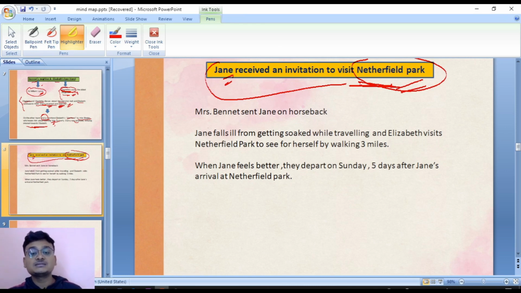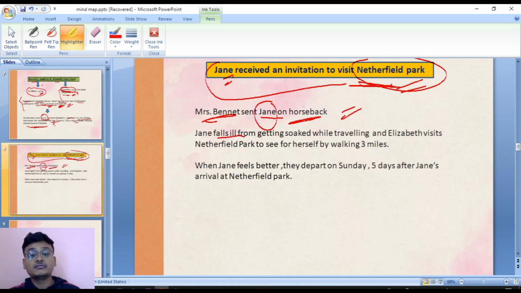What happened? Mrs. Bennet sent Jane on horseback rather than by carriage, even though it was raining. Her intention was that Jane could spend the whole time there at Netherfield Park. That's why she sent Jane on horseback even though it was raining. But what was the result?